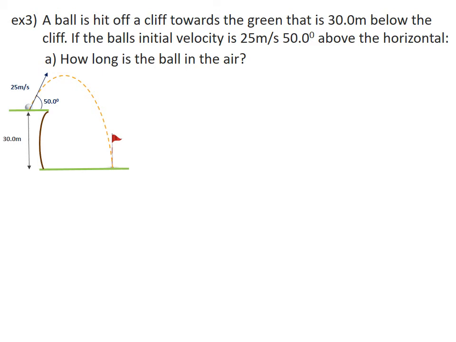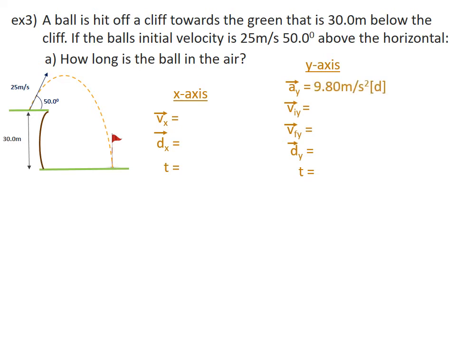A ball is hit off a cliff towards the green that is 30 meters below the cliff. If the ball's initial velocity is 25 meters per second, 50 degrees above the horizontal, how long is the ball in the air? I always start the same way. I write my variable list, and I always make the acceleration in the y-axis equal to 9.80 meters per second squared down. Now, the first thing I'm going to look at is how fast the ball was going when it got hit by the club.